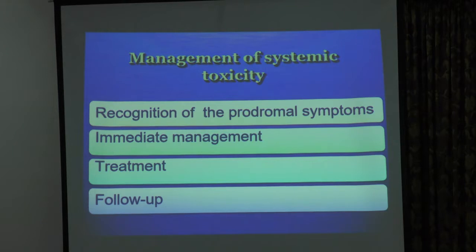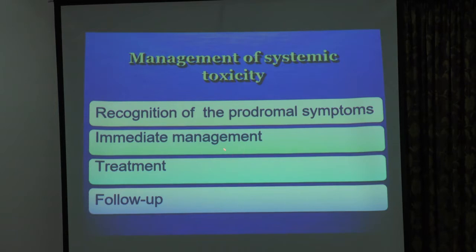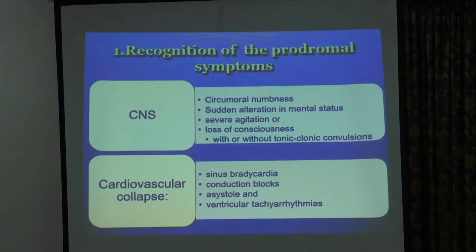How do you manage these systemic toxicities if they happen? You must recognize them, then immediate management, treatment, and then your follow-up. If you look at the recognition, you can see that it actually has to do with the systems where the drugs are usually absorbed into. And it starts from the brain, the CNS. The patient starts telling you, I'm having some numbness around my mouth.